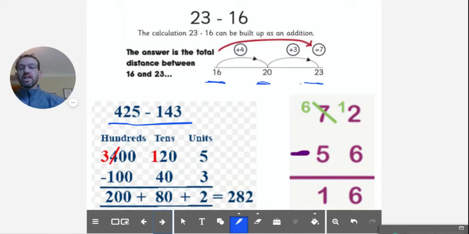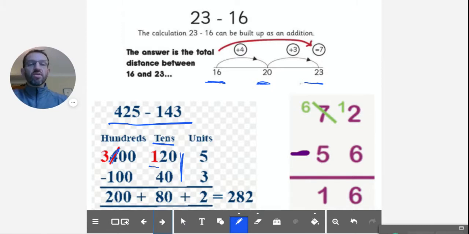Same here, we can see in the tens column that the 40 cannot be taken away from the 20. 40 cannot be subtracted from 20. So what we had to do is we had to take or exchange or borrow 100 from the 400 here, and that gave us 120, and then you can work out the rest of the calculation. Have a little look at that.